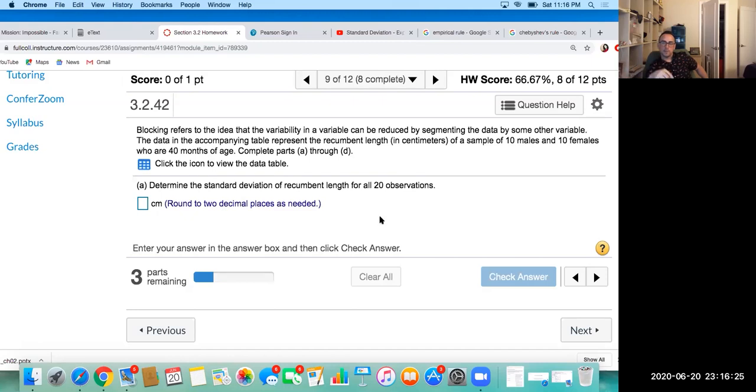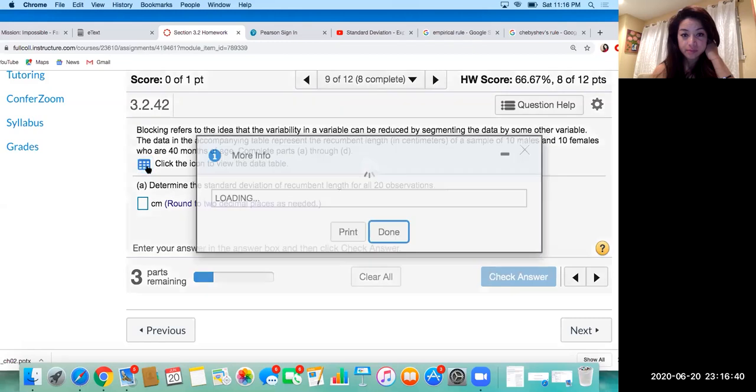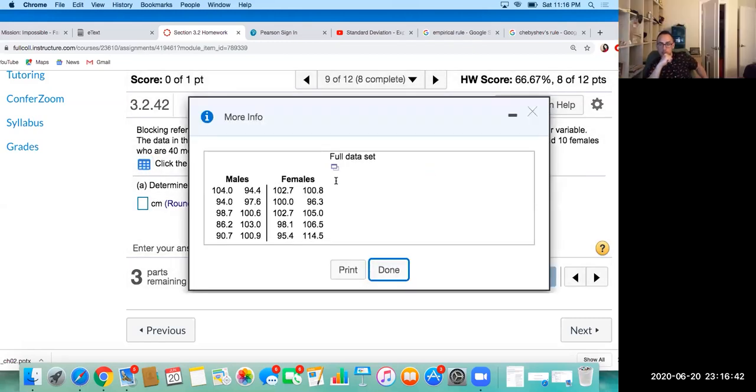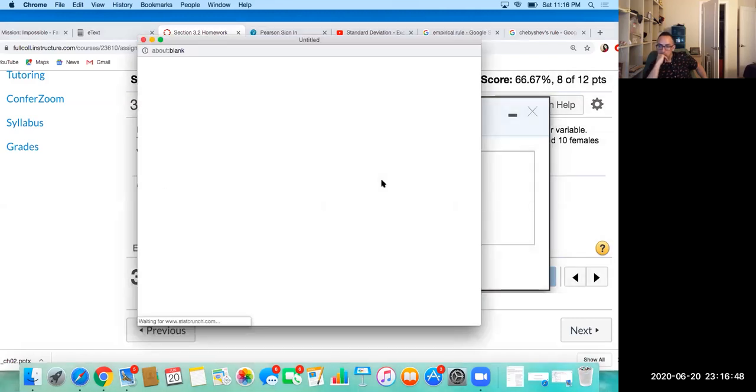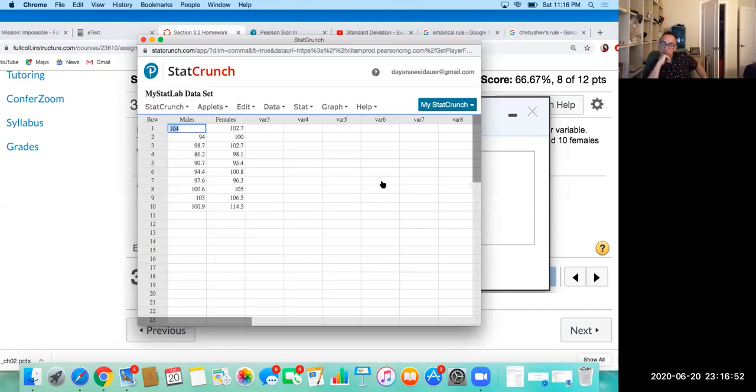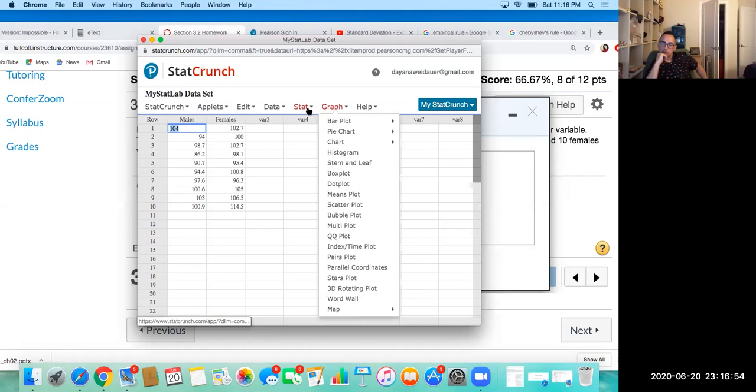10 male and 10 female. Okay, what do they want? Determine the standard deviation of recumbent lengths for all 20 observations. So just click the thing. All we need is the sample standard deviation. So let's see if we can get it. It gives it to us like that.